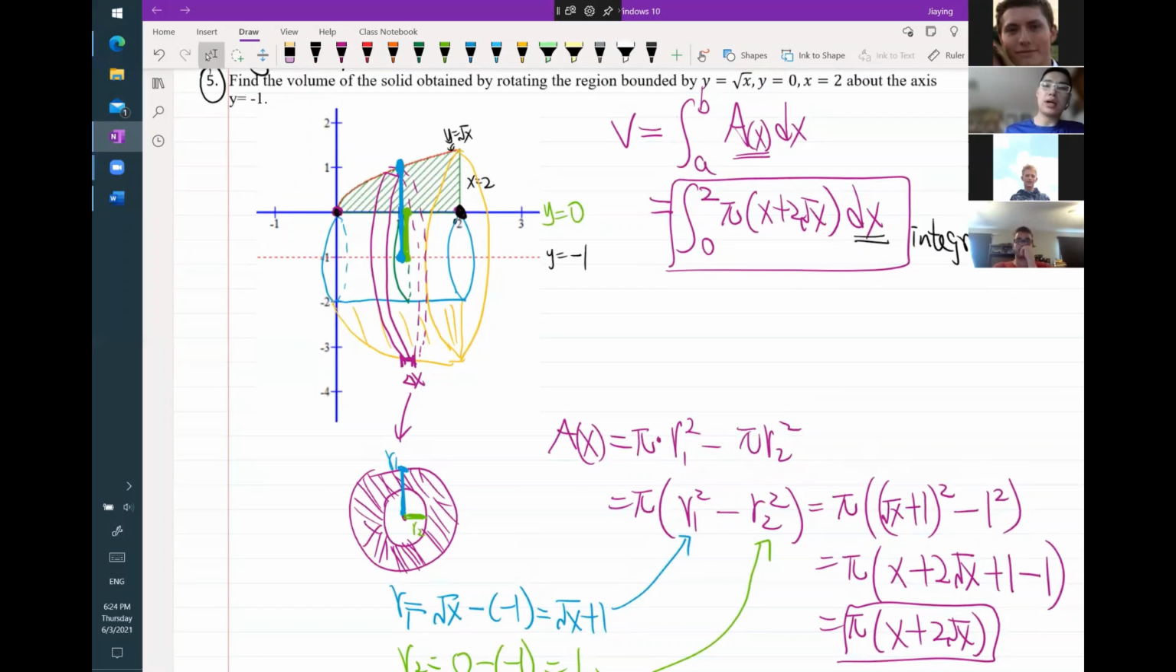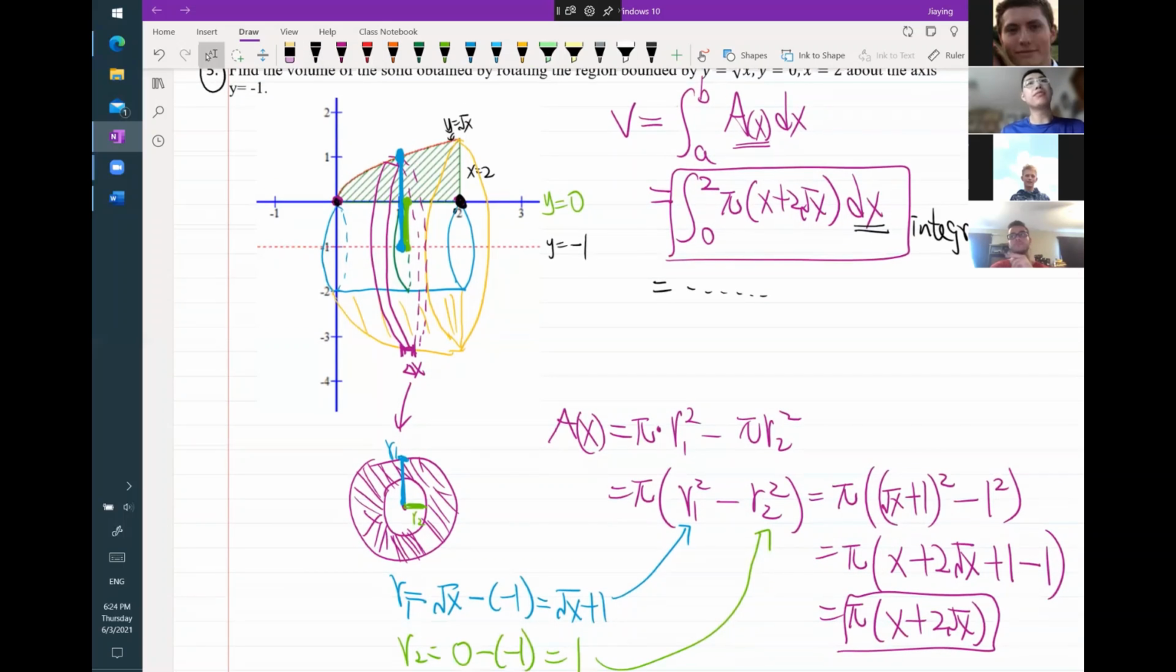And from here, you can integrate as you always do, and I'm not going to finish it because I don't think it's too difficult to integrate. If you pull out the pi and then you find the antiderivative of x and the 2 square root of x, they should be manageable at this point. We didn't finish.